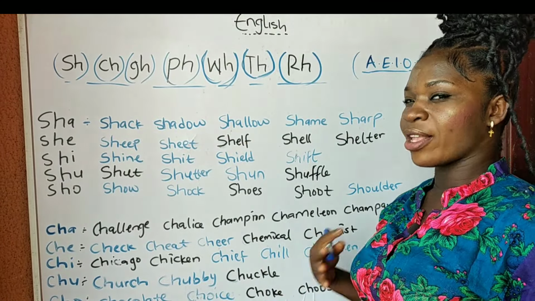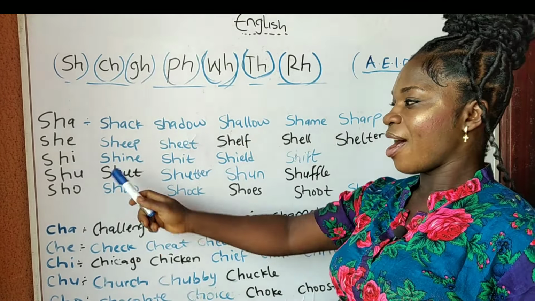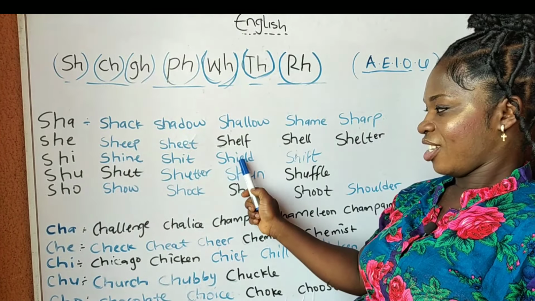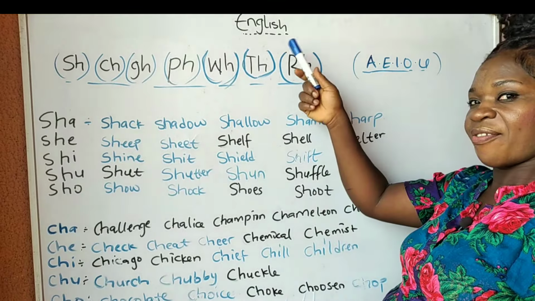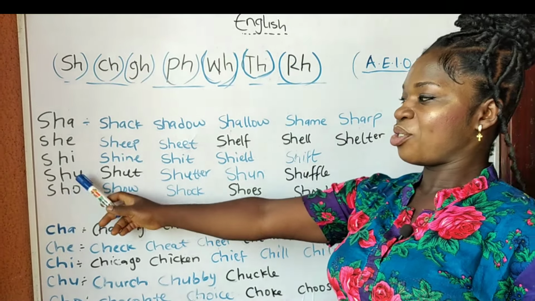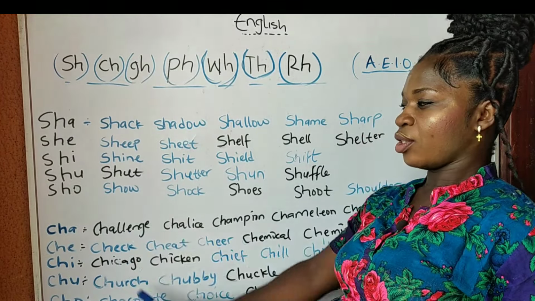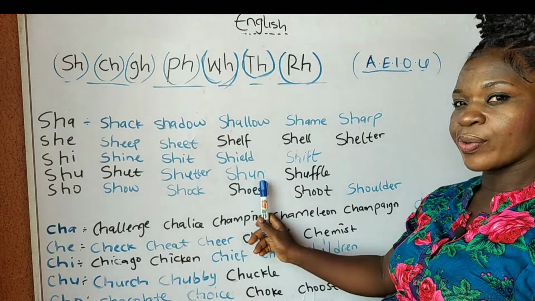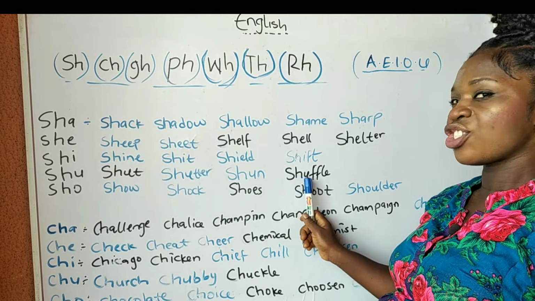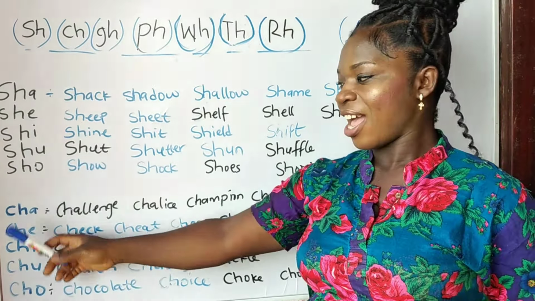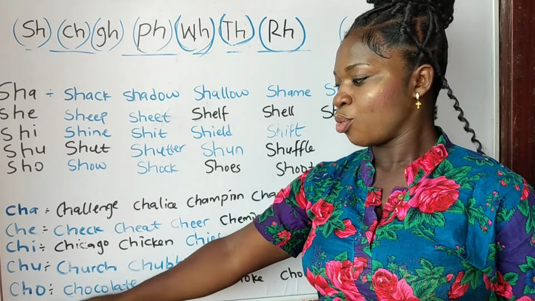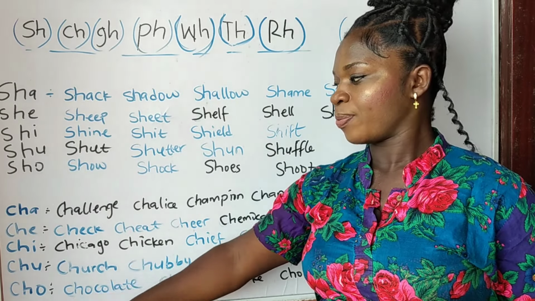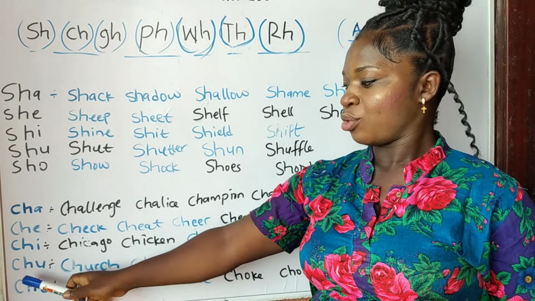And now we have the she. The I is quite pronounced, very high. So we have shine, sheet, shelled, shifts. All right, down to the shoe. We have shoot, shooter, shone, shuffle. Sha, she, shi, shu, sho. Sha, she, chi, chu, cho.